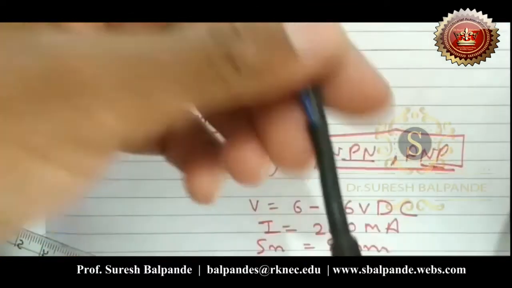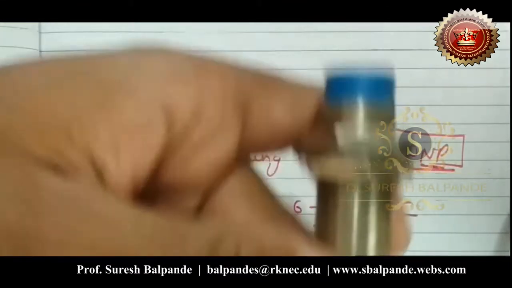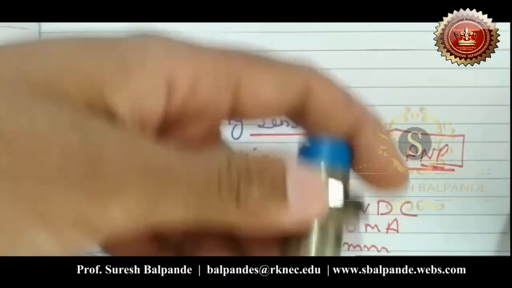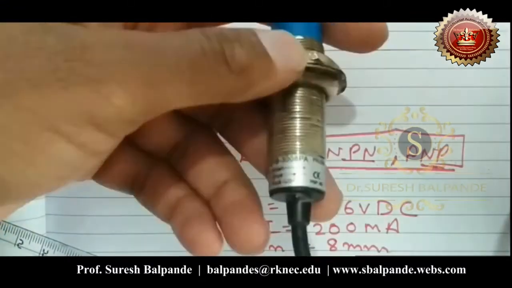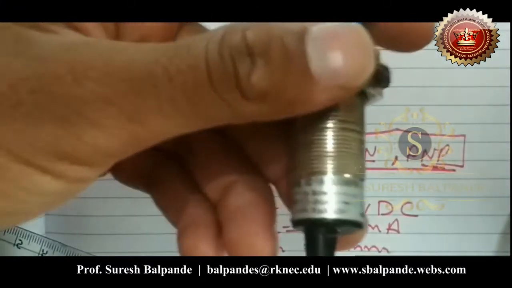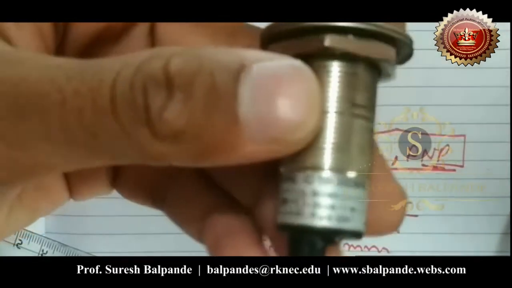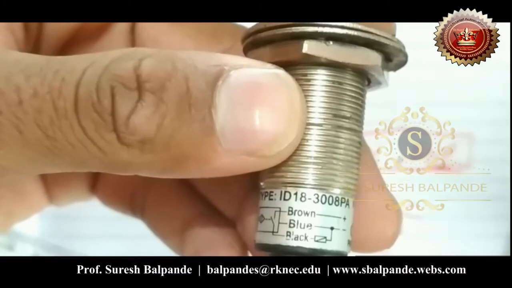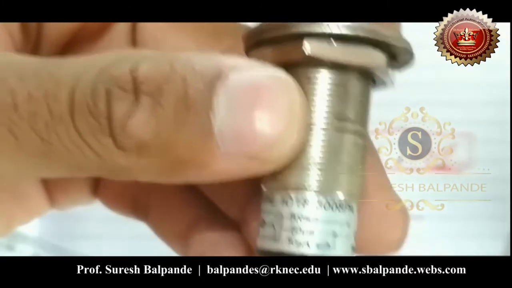Actually, there are PNP and NPN. There are two types of proximity sensors, depending upon the connection, because an NPN sensor is connected in a different way as compared to PNP. It is just like a PNP transistor and NPN transistor. You can easily understand.